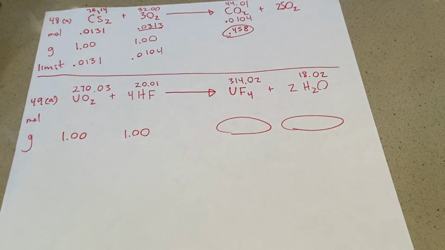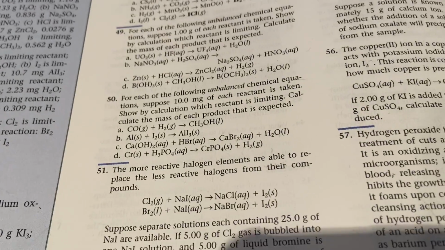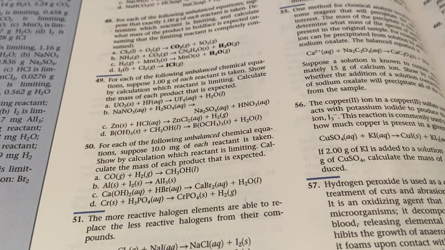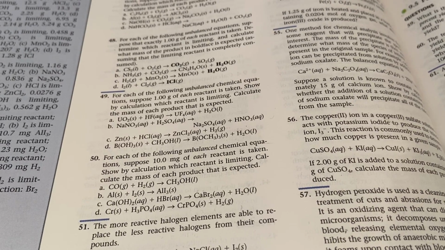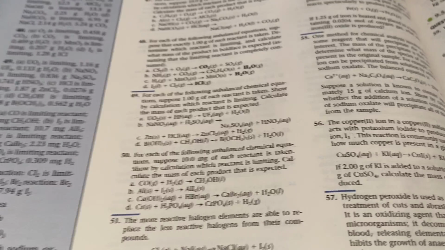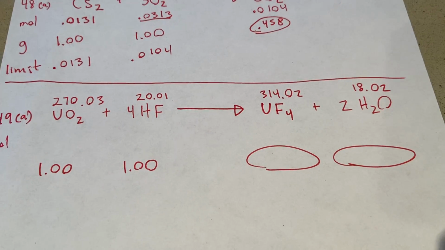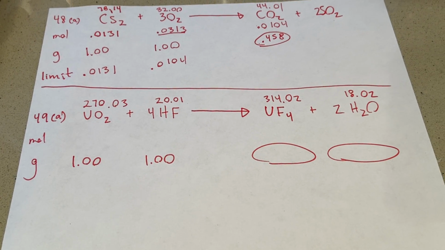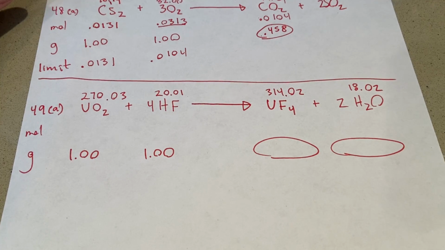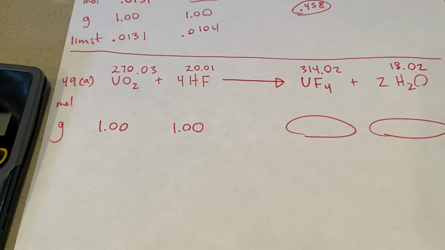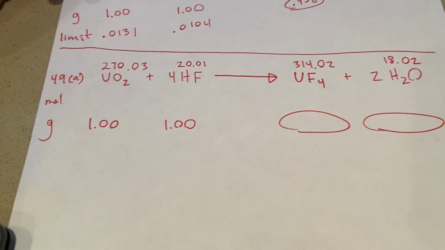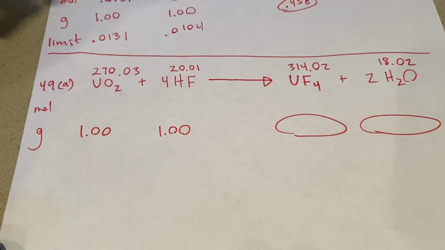Okay, guys, here is 49A. If you look over in the book, it tells us that 1 gram of each reactant, and it also mentions that it wants you to figure out the mass of each product. So notice I went ahead and put 1 gram for each one, and then I put circles for each one there. I've also gone ahead down here and recorded the molar mass of each of the different things.